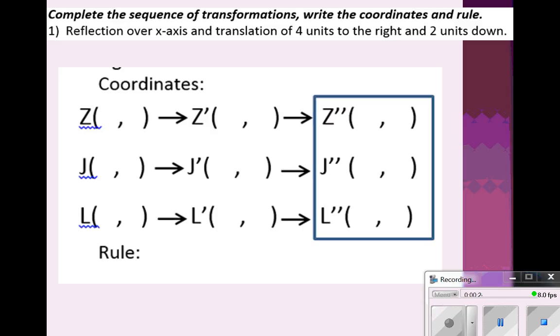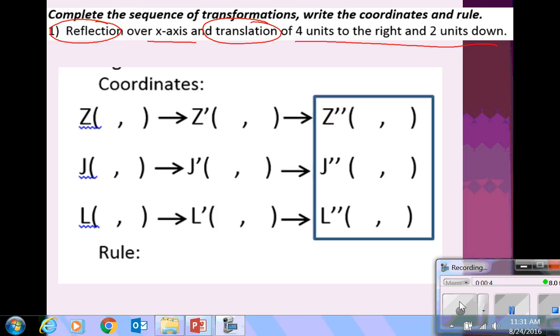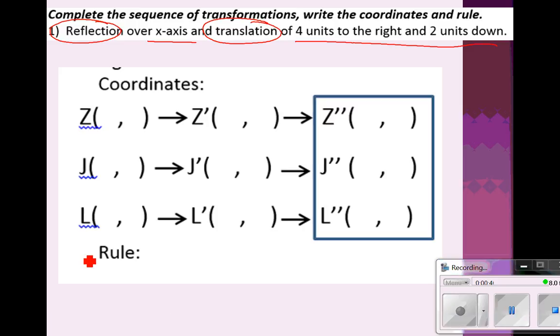I'm going to first circle the transformations, and then I'm going to underline what I'm actually doing with those transformations. After we do that, we're going to go ahead and write the rule. So I'm going to go down to the bottom where it says rule. And rule always starts with x, y, our original coordinates. And then we're going to use the rule for reflection over the x-axis.